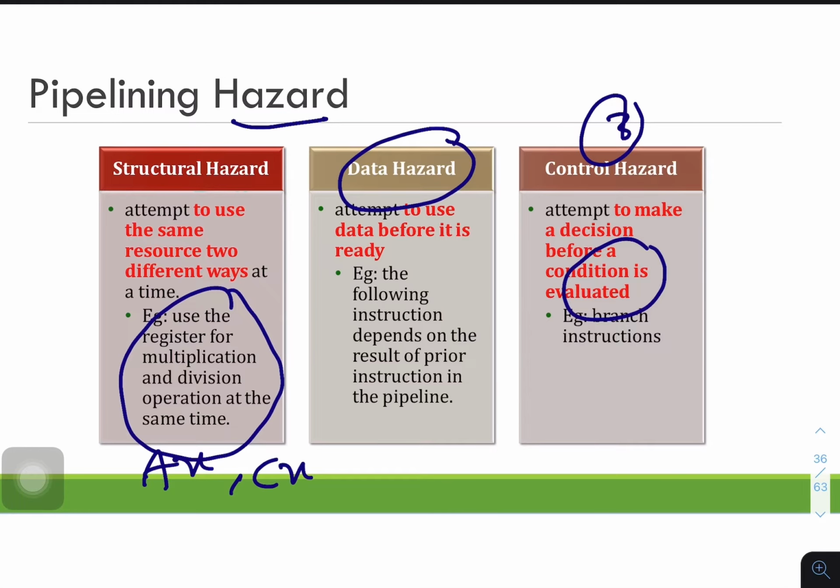Okay, for example, we have instruction A, and the decision from instruction A needs to be evaluated, and then B wants to use the evaluation from A. But when we use the pipeline method, let's say A has not produced the evaluation yet, but B needs to use the evaluation from A. So that is the control hazard.